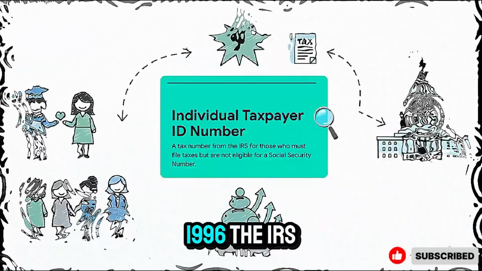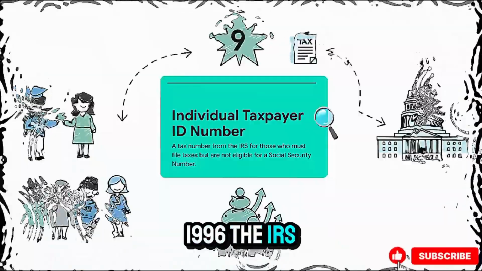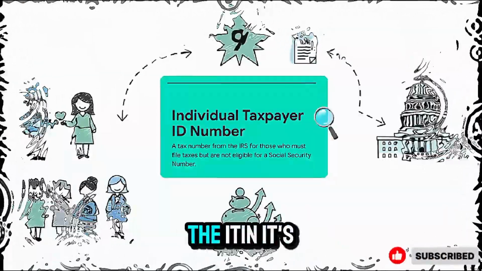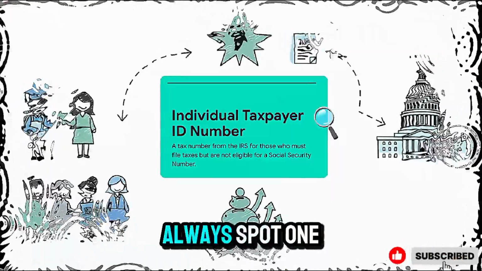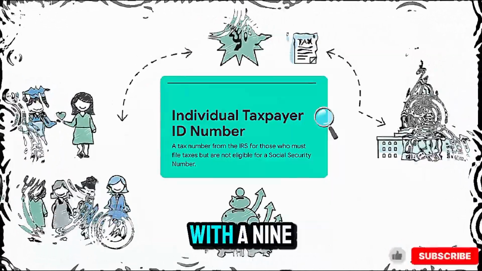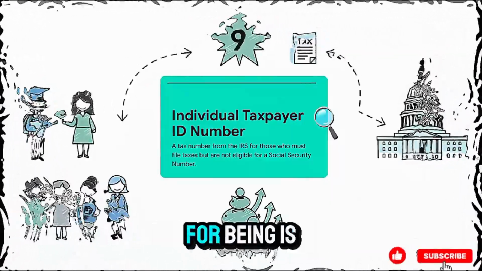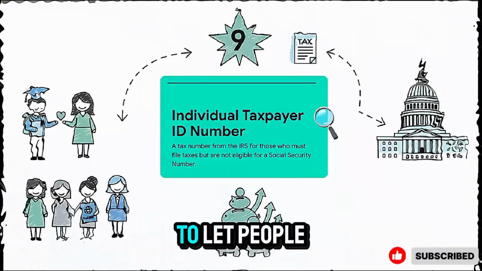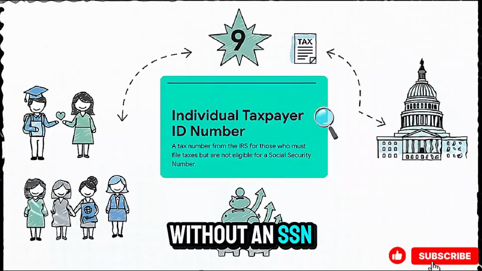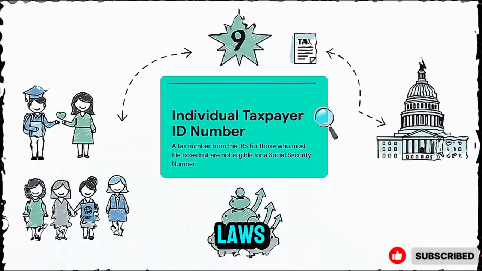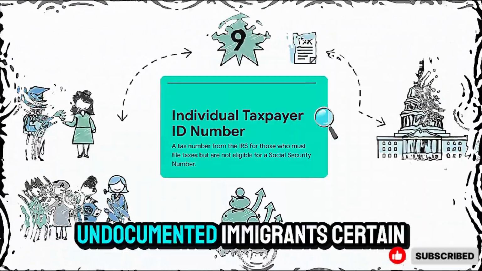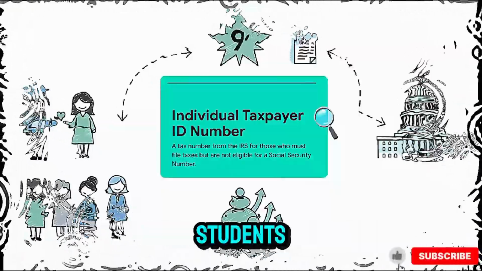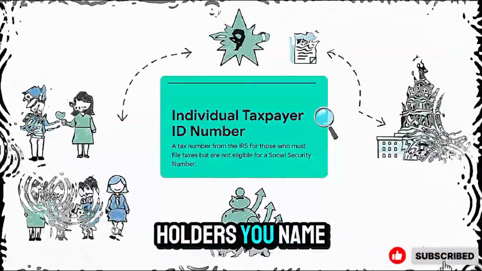So back in 1996, the IRS came up with the solution, the ITIN. It's a 9 digit number, and you can always spot one because it starts with a 9. Its whole reason for being is pretty straightforward, to let people without an SSN follow US tax laws. And it's used by a whole range of people: undocumented immigrants, certain students, spouses of visa holders, you name it.